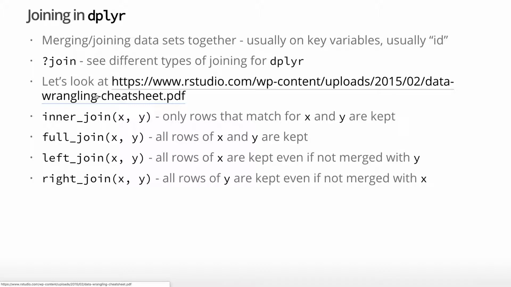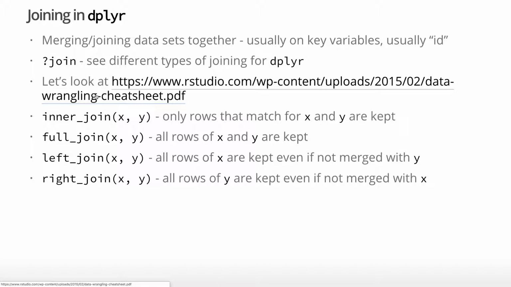A left join says, when you say left join X and Y, X is the left data set. So all the rows of X are kept, even if they don't merge with Y. For example, we're going to show you in a second, we have data for IDs 9 and 10 at baseline, but no follow-up. If we did a left join, IDs 9 and 10 stay there. If we did an inner join, they go away.